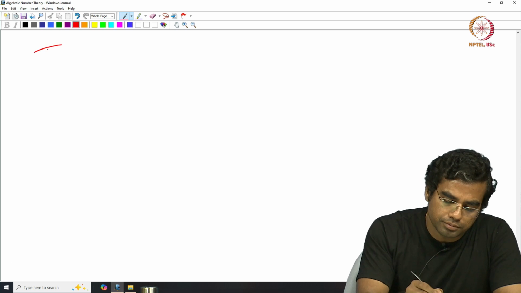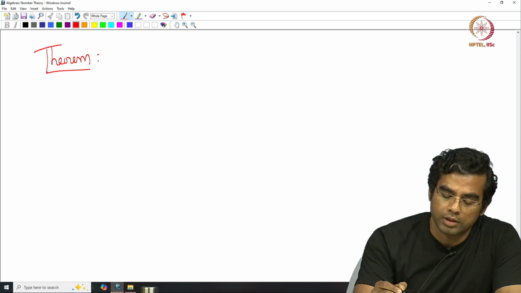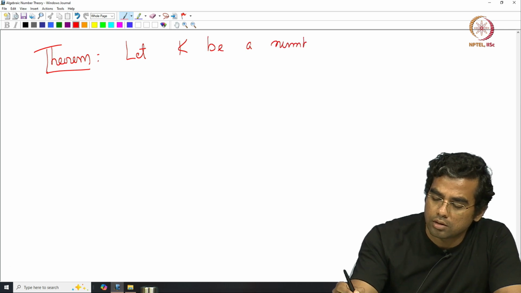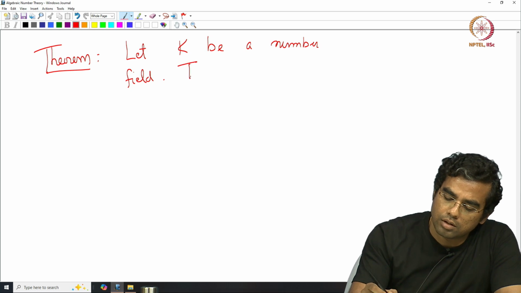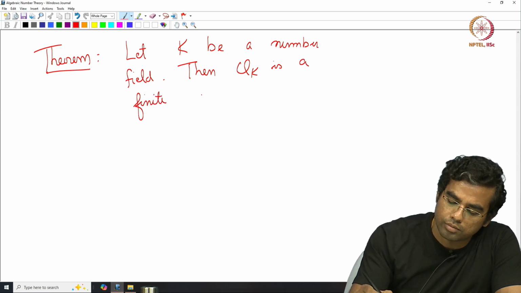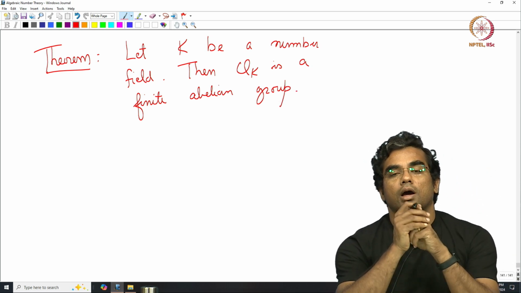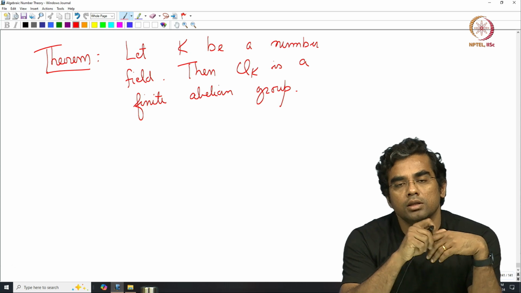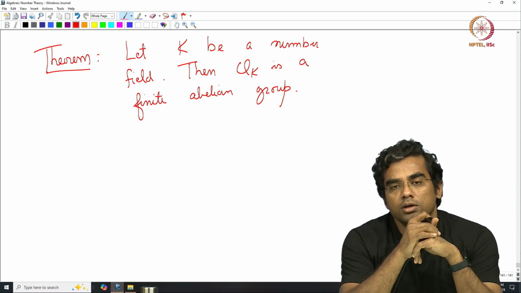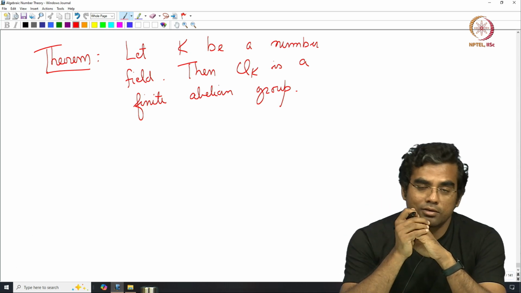Now, here is a theorem. So, this will take us some time to prove. We will get started today. So, let K be a number field, then CLK is a finite abelian group. Okay. So, this means that although unique factorization does fail in rings of integers of arbitrary number fields, it does not fail so badly. It is measured by a finite abelian group. Okay. So, it does not fail very miserably.